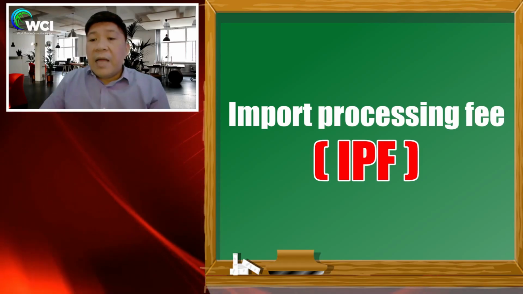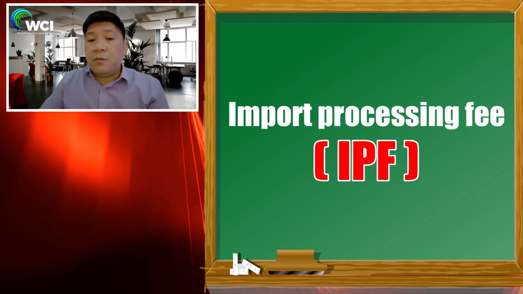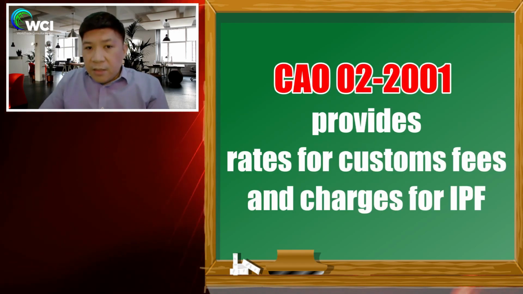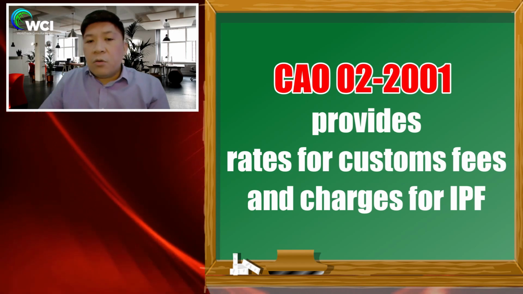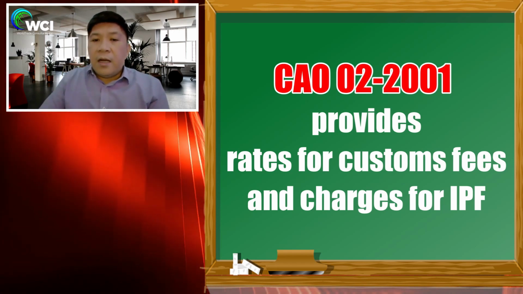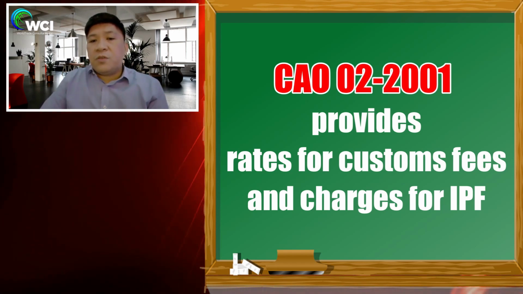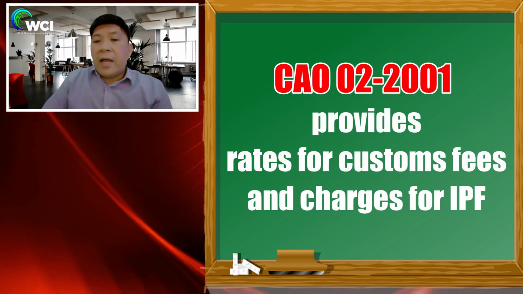Okay. To continue. Okay. So, let's now discuss your IPF, no? Your import processing fee. So, there is a table based on your CO 2-2001 that states the rates and customs fees and charges for your IPF. No? So, yung IPF nyo po for formal and informal entities, ang table nyo po is yung dutiable value, no? Based on dutiable value, no? Up to 250,000 pesos.